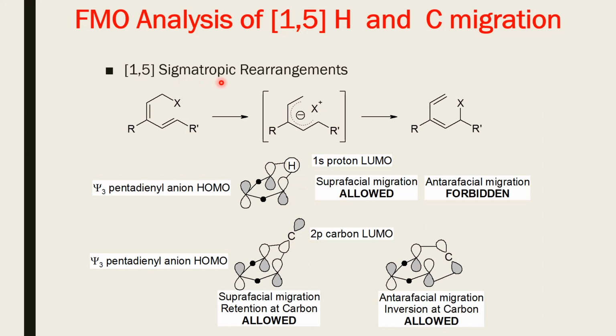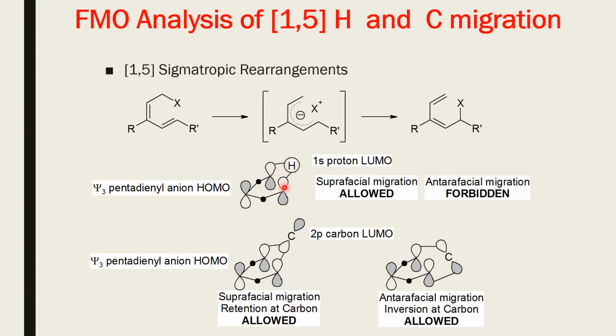Let us see the 1,5 sigmatropic rearrangement of hydrogen and carbon. So you have this, X could be H or X could be an alkyl group. Again, imaginarily, you break this. So this becomes X plus and this becomes my pentadienyl anion. We have already seen the HOMOs and orbitals for the pentadienyl anion. So the HOMO is going to be the Psi3 of the pentadienyl anion. And in the case of hydrogen migration, the LUMO is going to be the 1s.